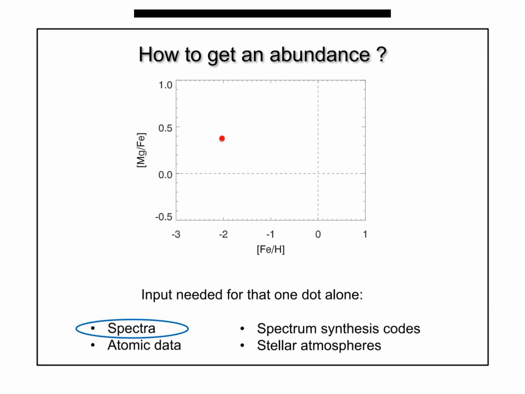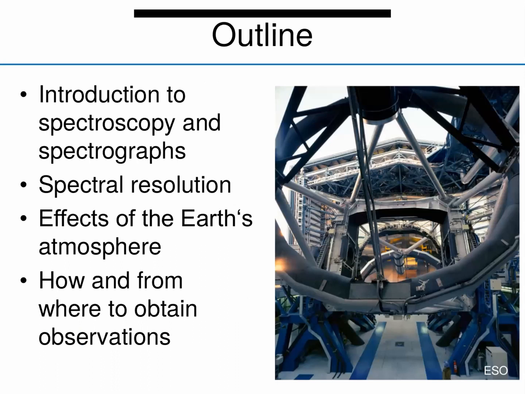The outline of this talk is I will briefly introduce you to spectroscopy and spectrographs, talk a bit about spectral resolution and the effects of Earth's atmosphere on the spectra. Of course, the starlight happily comes to Earth and then it has to go through our atmosphere, and some things happen there that are sometimes interesting. And then I'm going to finish by talking about how and from where you can actually obtain these spectra.